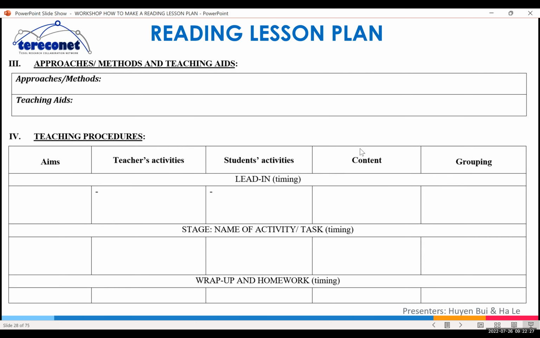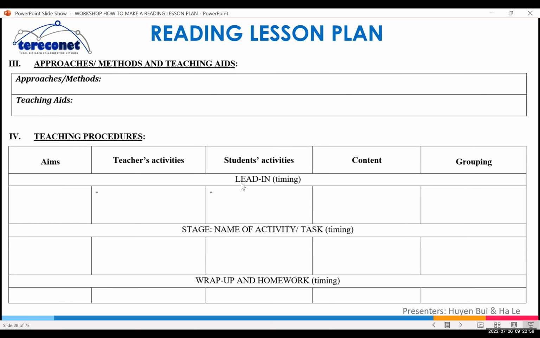Okay, the content is what the students have to deal with, like what kind of vocabulary they are working with, what kind of reading skill they need to master here. Also, I usually put the key here. Grouping means this is the kind of whole class activity. It is a kind of individual work. It is a kind of pair work, or it is a kind of group work. And then for each activity here, I include the timing.